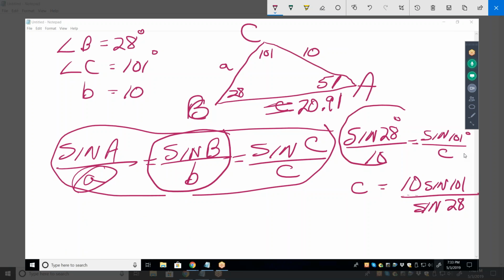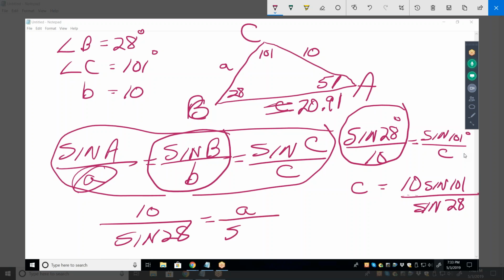So I'm going to use that same ratio flipped. In other words, I can use that all the way through the problem. And it's going to equal to little a over the sine of 51 degrees. You with me? Now you see why that's easier to solve?